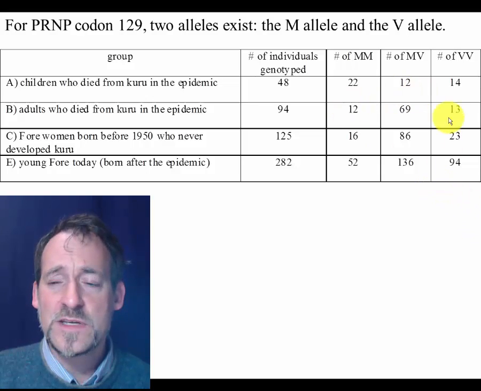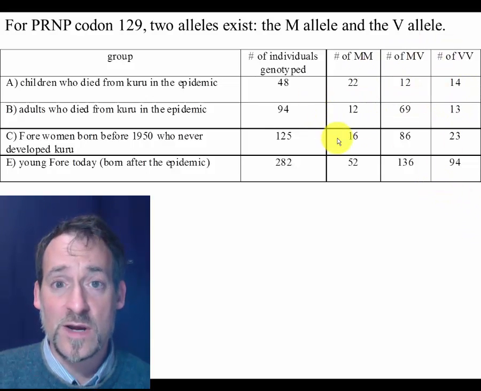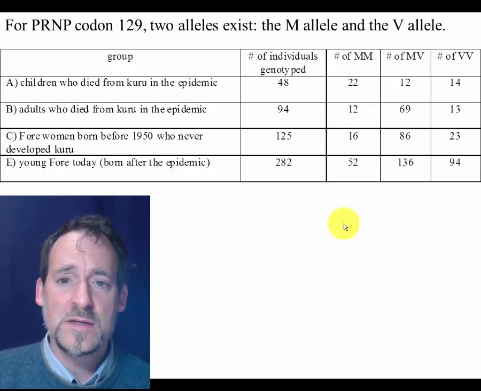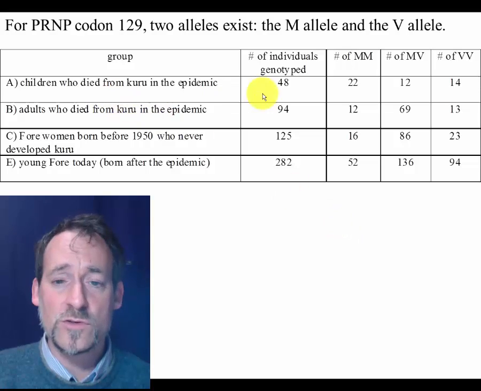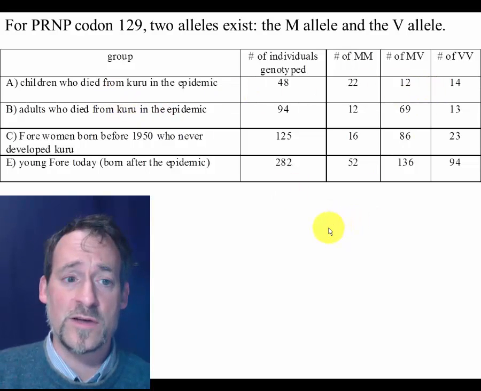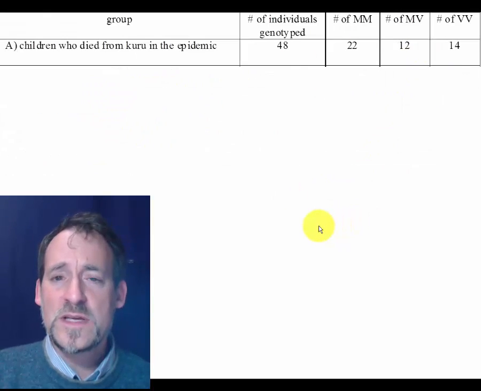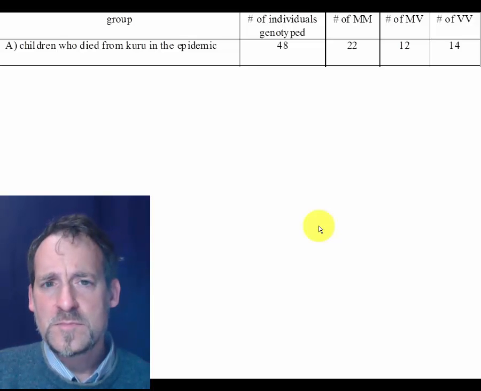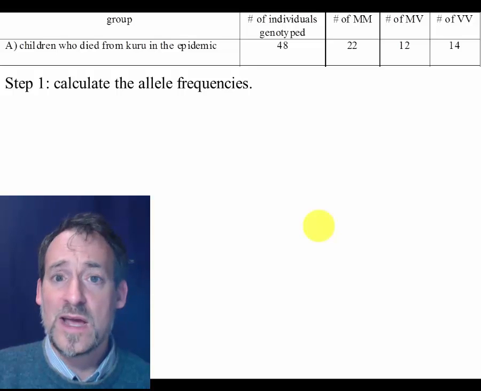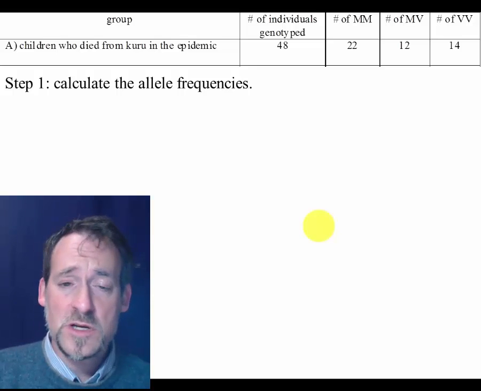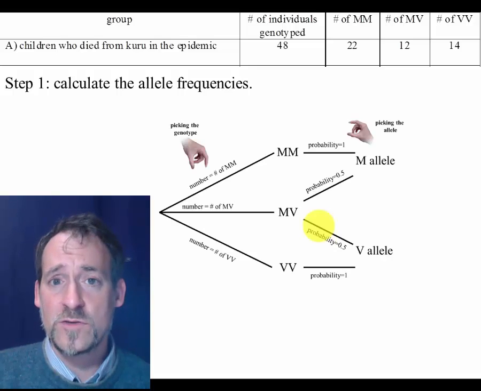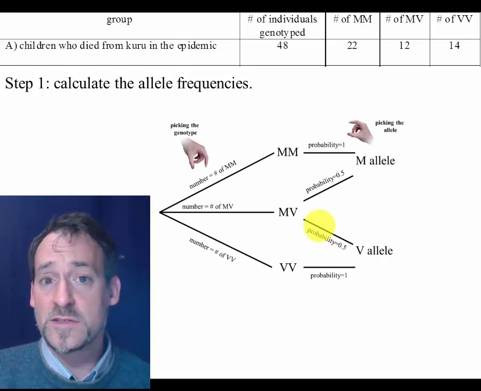Now, do we have the information that we need here to figure out what p and q are? Yes, we do. So let's go ahead and do that for Group A, and then you'll go ahead and do that for Groups B, C, and E. Well, we need to begin by figuring out what p and q are. And we've talked about how to do that already using a probability tree. Hopefully by this time you've practiced this enough so that it's relatively automatic.